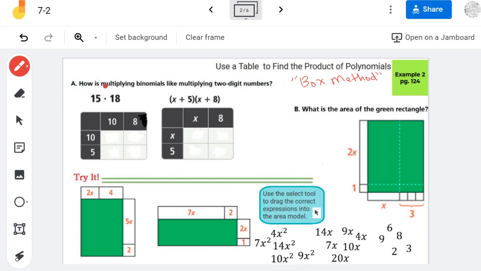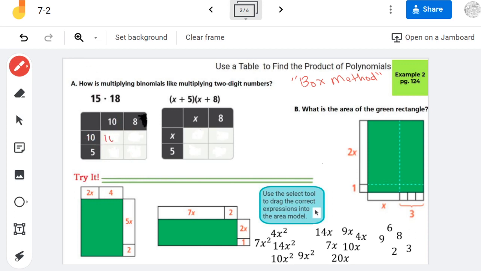So what we're doing with part A here is we're starting by comparing multiplying binomials to multiplying two-digit numbers. Now remember, when we multiply two-digit numbers, we probably learned to break those numbers apart, right? So like 15, I broke it into 10 and 5, and 18, I'm breaking it into 10 and 8. All right, so we learned that you can break apart the numbers and multiply together their components, and then add those components all together. All right, so like I could take this 10 and multiply it.